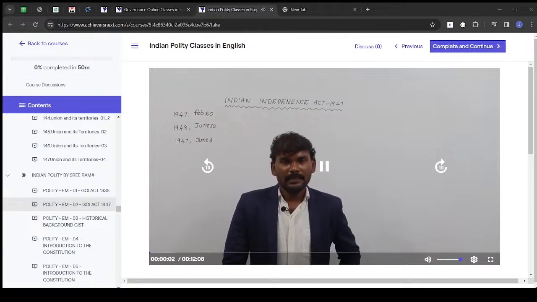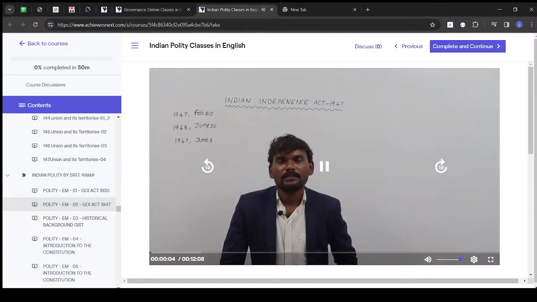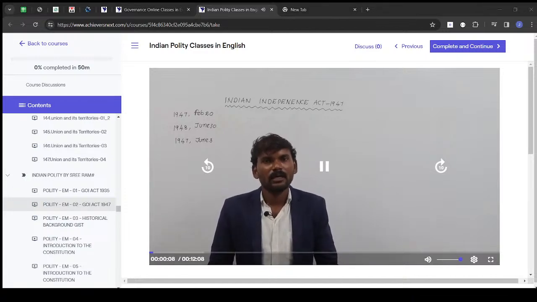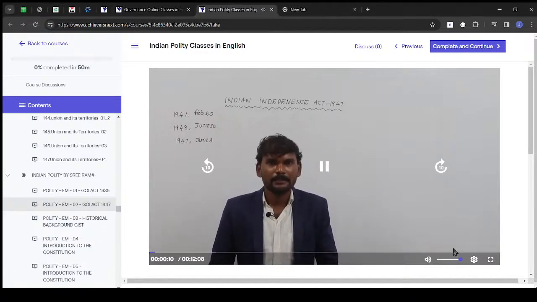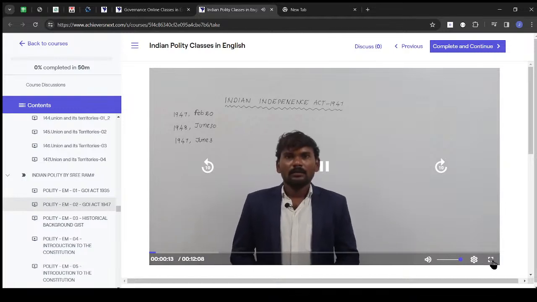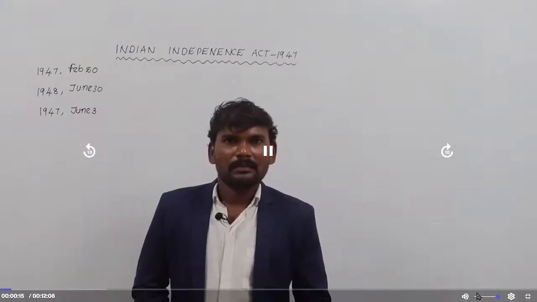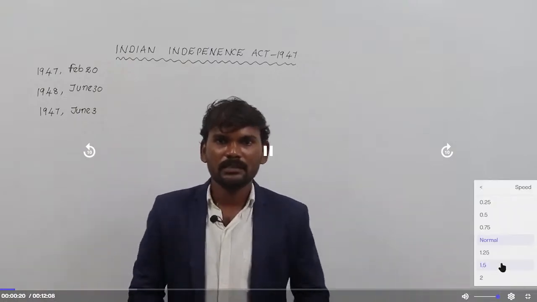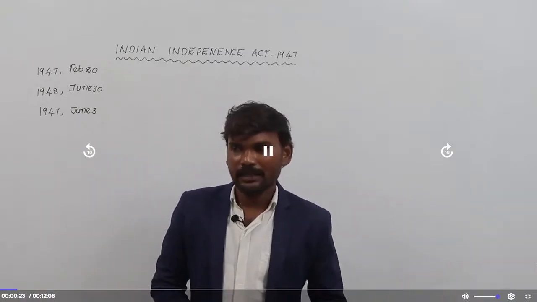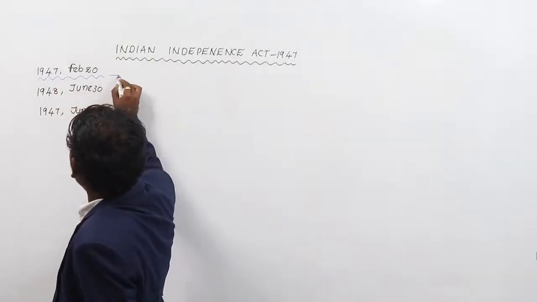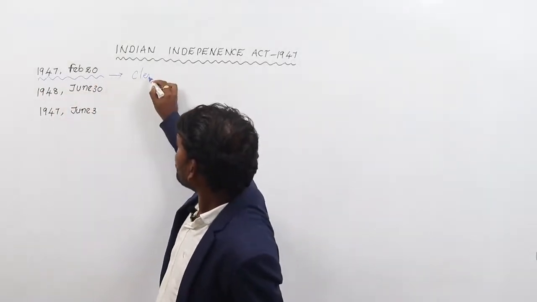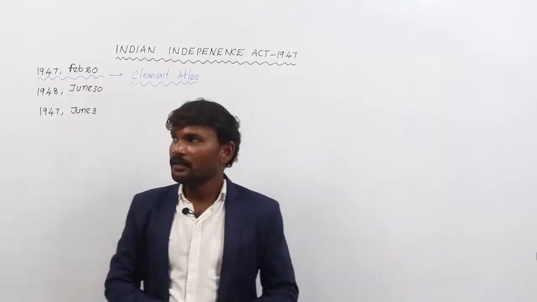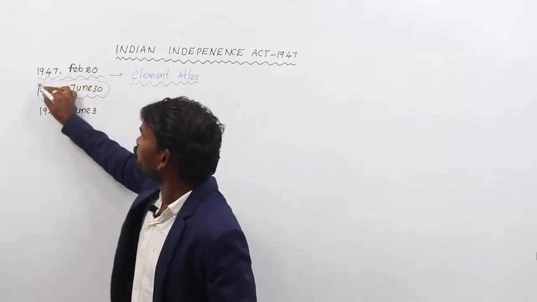Indian Independence Act 1947. This is the last act enacted by the British government during their period. The salient features of the Indian Independence Act 1947 are, before going into the details, let us discuss the background of this act. On February 20, 1947, the then Prime Minister of Britain, Clement Attlee, announced that India would get freedom by June 30, 1948.